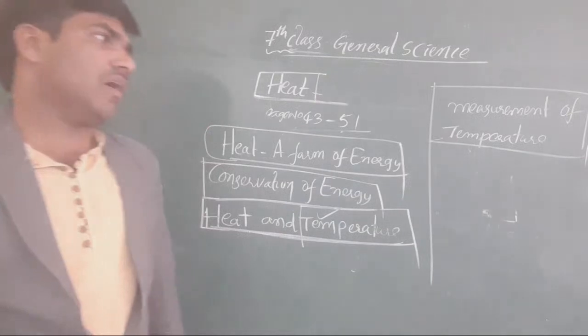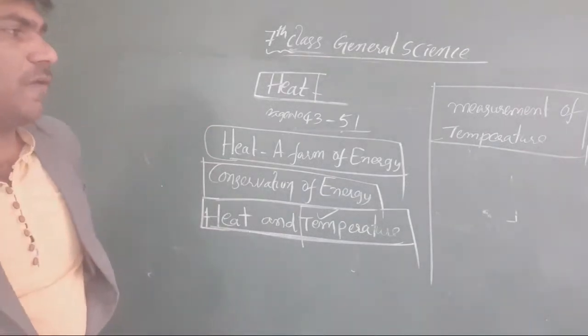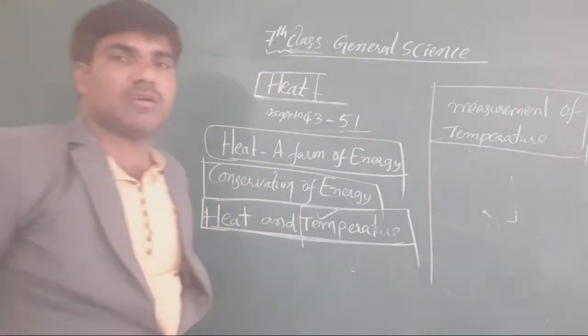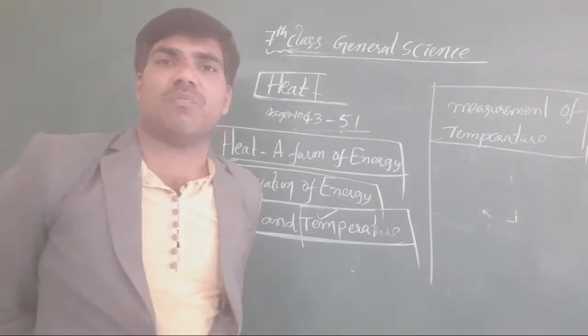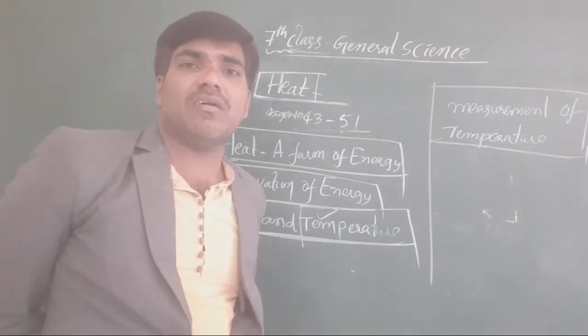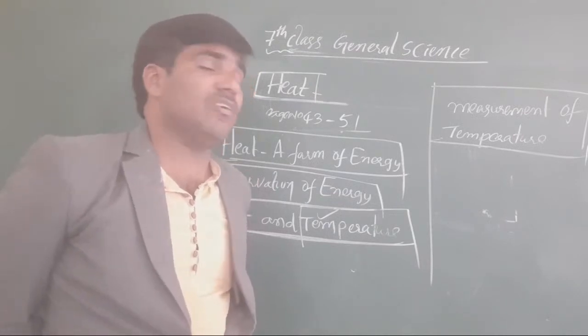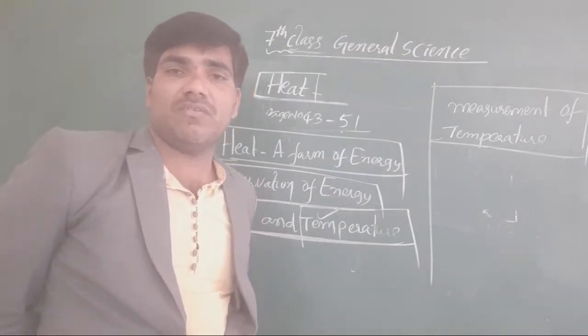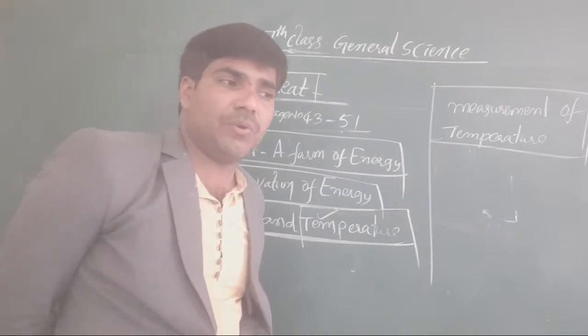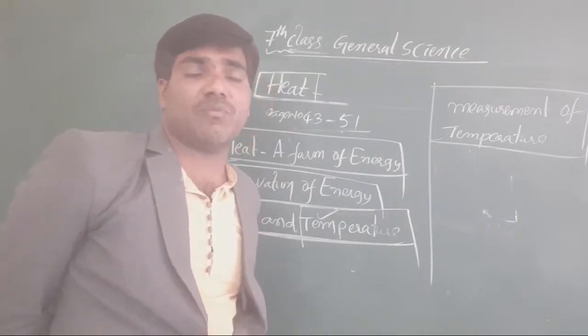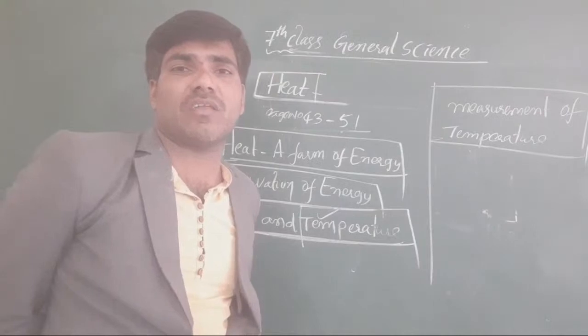For whatever measurement purpose we use, thermometers contain a thermometric substance. Here we take mercury and alcohol. They contain some special properties. What are the properties?